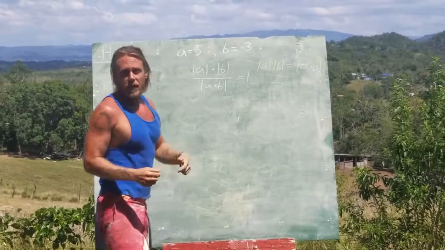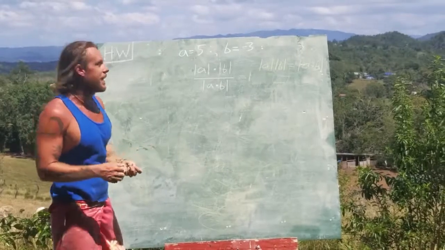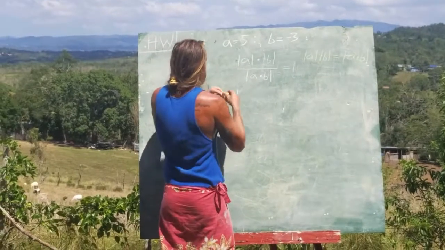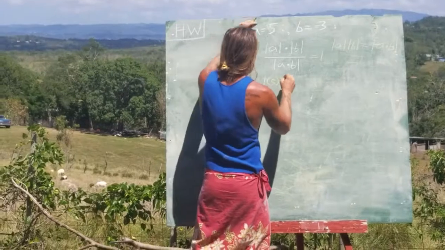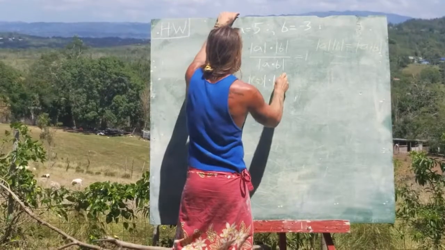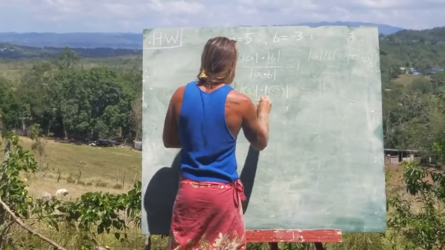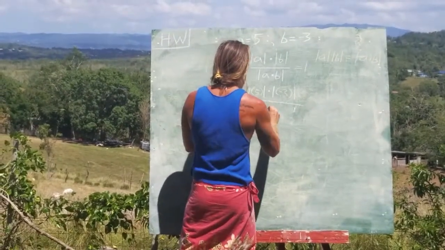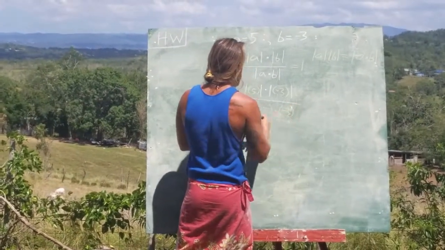But just for confirmation and for practice, let's go through and substitute and see if we get the same answer. So we'll substitute in our values. The absolute value of a times the absolute value of b, where a is 5 and b is -3, over the absolute value of a, 5, times b, -3.